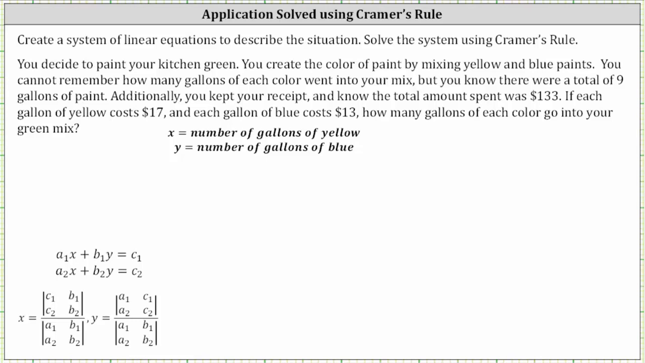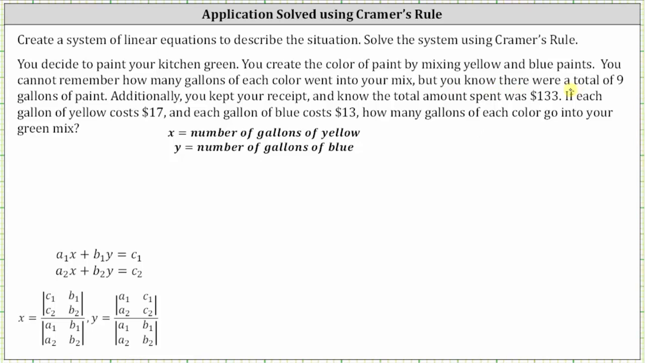We're asked to create a system of linear equations to describe the situation and then solve the system using Cramer's rule. You decide to paint your kitchen green. You create the color of paint by mixing yellow and blue paints. You cannot remember how many gallons of each color went into your mix, but you know there were a total of 9 gallons of paint.